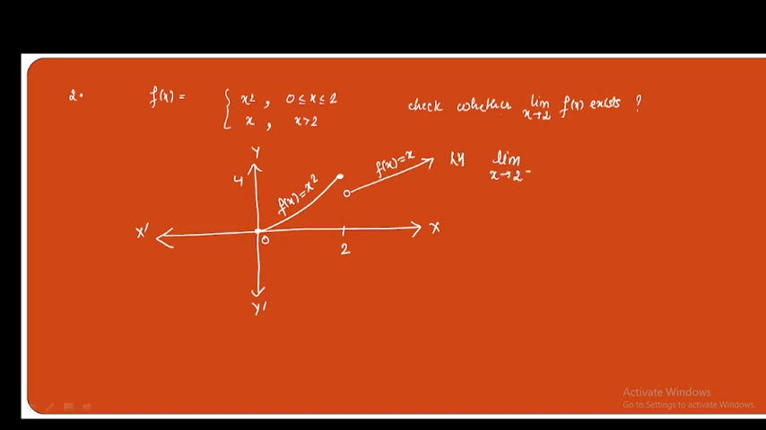First we will check the left hand limit. What is the left hand limit? It is limit x tends to 2 minus. So 2 minus is just to the left side of 2. Let it be 1.99. What is the function which is defined for x just less than 2? It is x², so it will be x² as x tends to 2 minus. Now here I have taken the value which is very close to 2, it is 1.99².